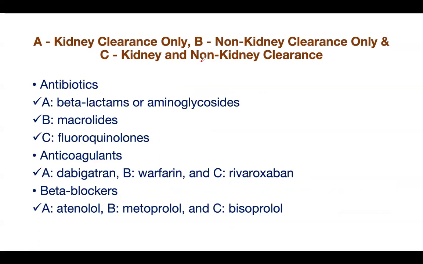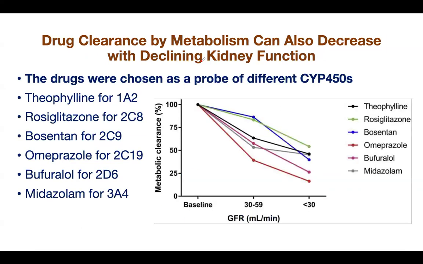But when we talk about anticoagulants like dabigatran, they have kidney clearance only, whereas warfarin has non-kidney clearance and rivaroxaban has both kidney and non-kidney clearance. Like when you talk about beta blockers like atenolol, they have kidney clearance only. Metoprolol has non-kidney clearance only, mostly hepatic. And when we talk about bisoprolol, it has both kidney and non-kidney clearance.